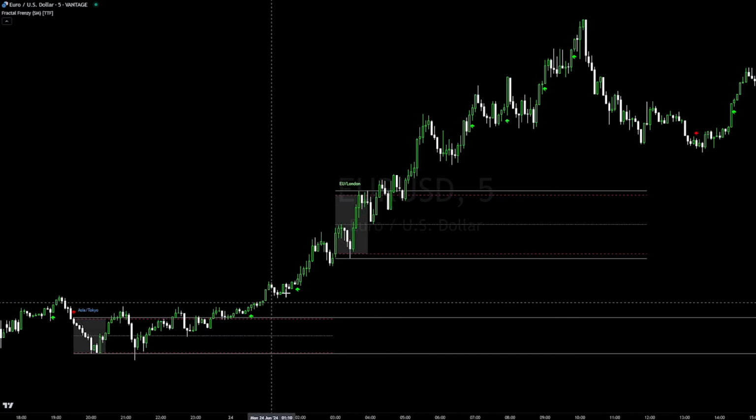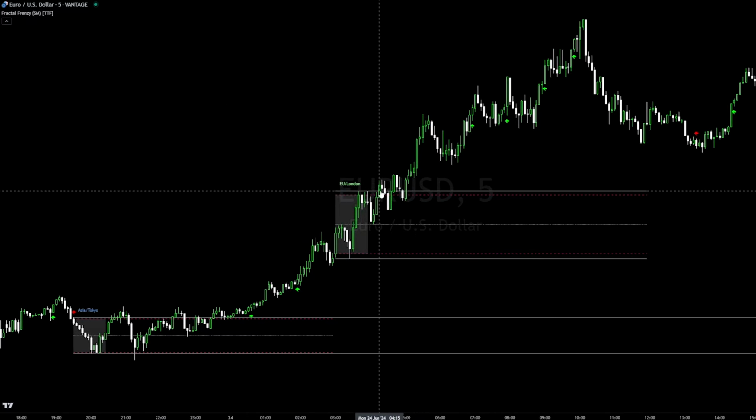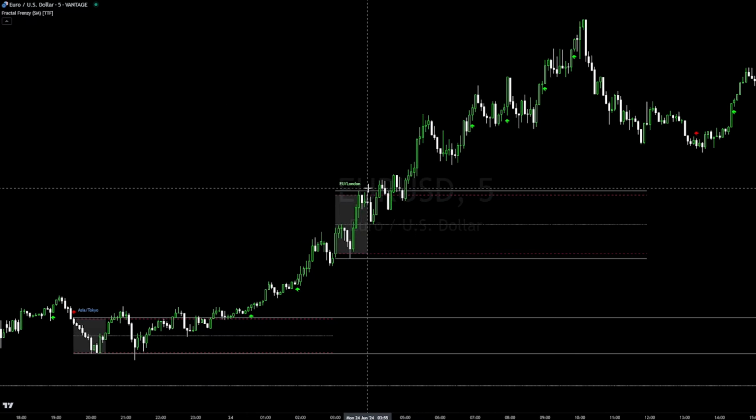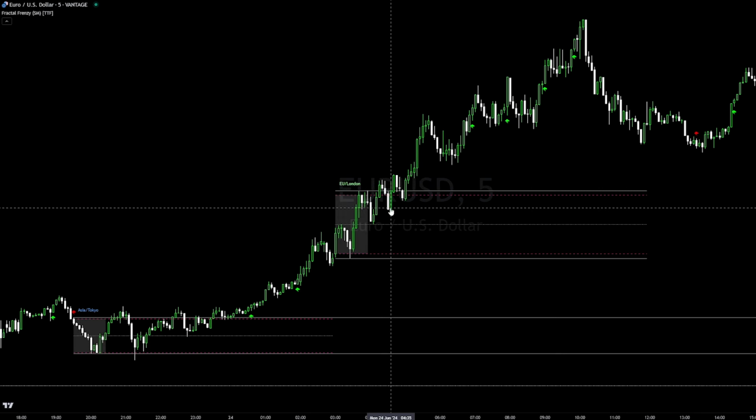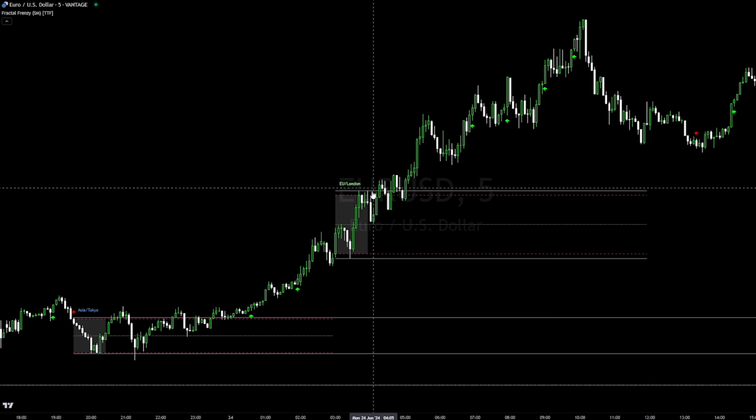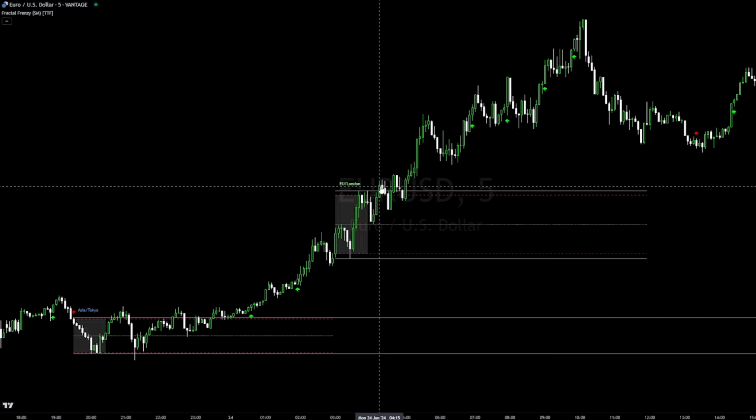So here on the 5-minute time frame, we get our breakout right after the defining range has been set up for London, and we get our retrace. After we get this initial breakout, we're going to be dropping down to the 1-minute time frame to get a more accurate entry and a better trade.